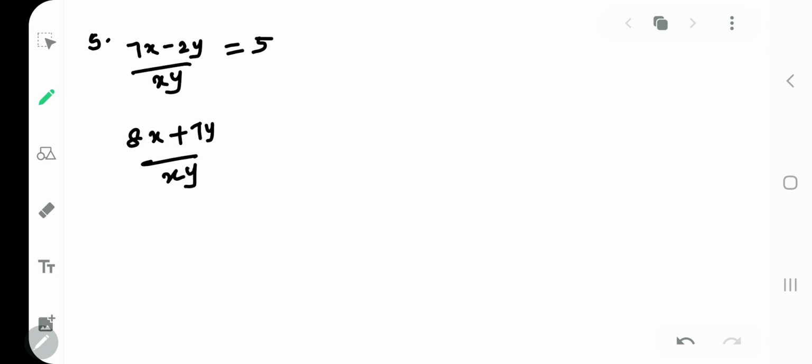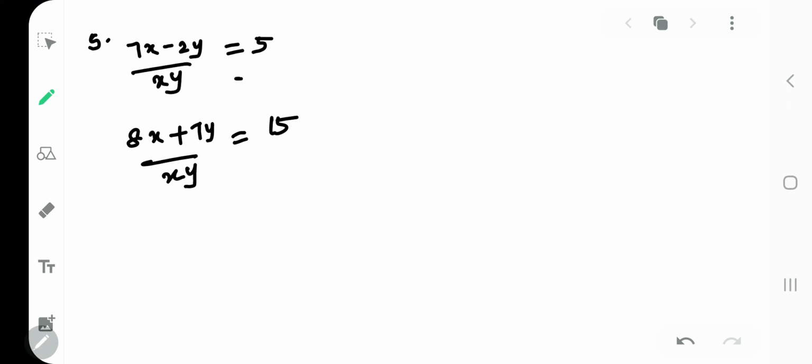Problem number 5, which says (7x minus 2y) upon xy is equal to 5. And your second question is (8x plus 7y) upon xy is equal to 15. Yes, my dear kids, got my point clear.